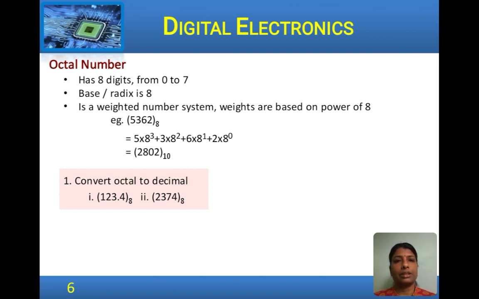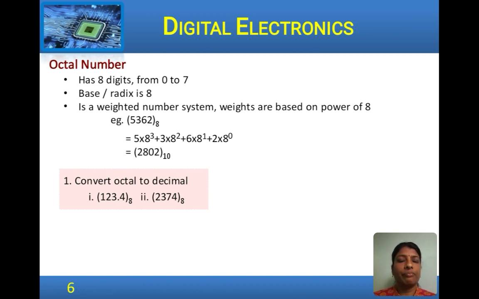Moving on to octal numbers. Octa means 8. So it has 8 digits ranging from 0 to 7. The base or radix is 8 and it is also a weighted number. The weight of each position is a power of 8. Example: 5362 to the base 8. Each of the digits is multiplied by a power of 8: 8 power 0, 8 power 1, etc.